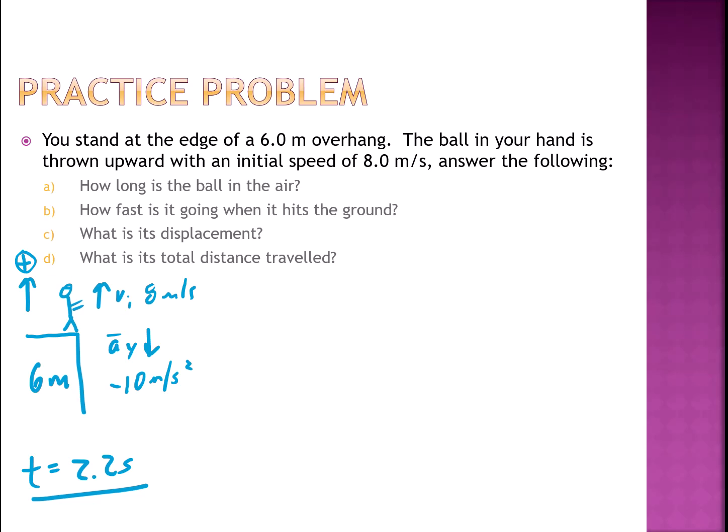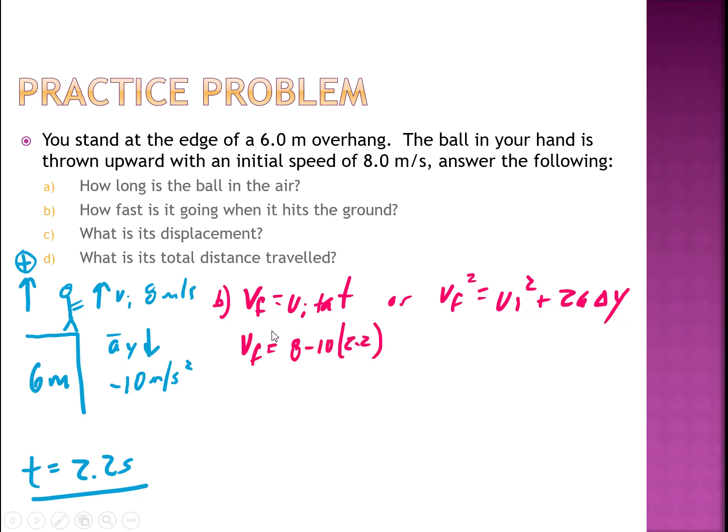For part B, clear the screen and bring back up our pertinent information. Your job is to figure out how fast is it going when it hits the ground. So for B, I would use the acceleration equation. You know all three variables other than the one that you're solving for, which is the final velocity. Your initial velocity would be the positive 8, your acceleration would be the negative 10, and your time would be 2.2 seconds. Or we could also use the third kinematics equation, which is the velocity with constant acceleration. And I'm going to do both just to show you. Plugging in my positive 8, my negative 10, and my 2.2 seconds.